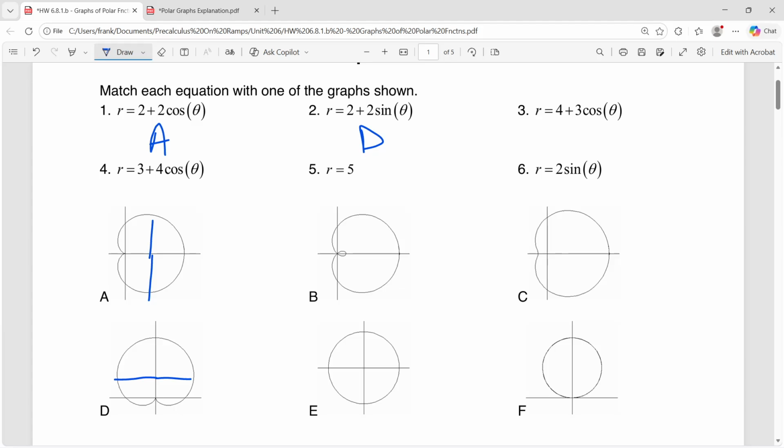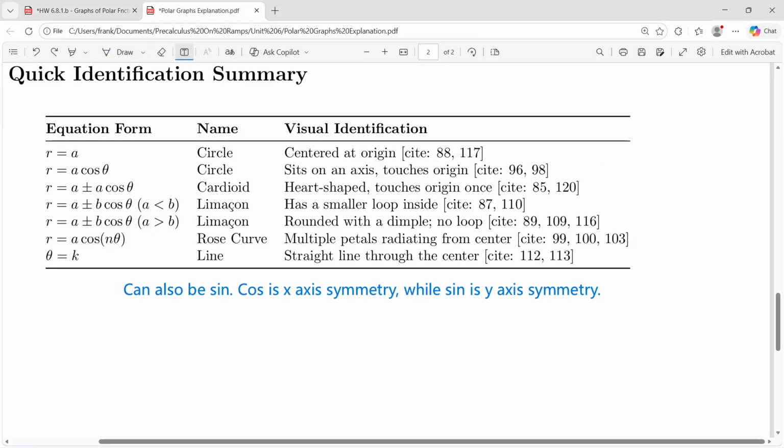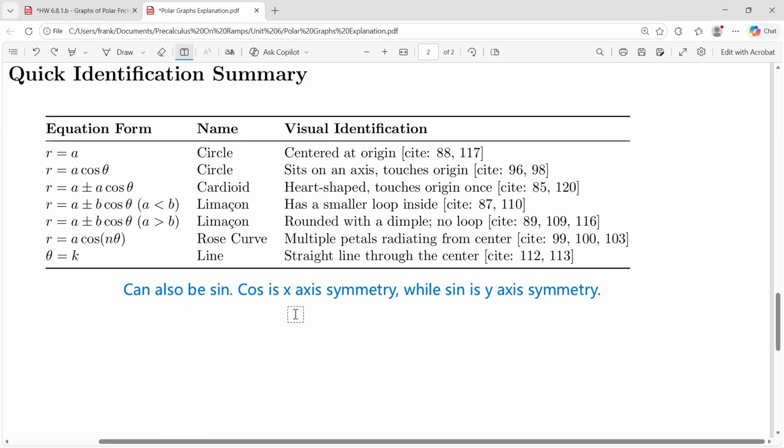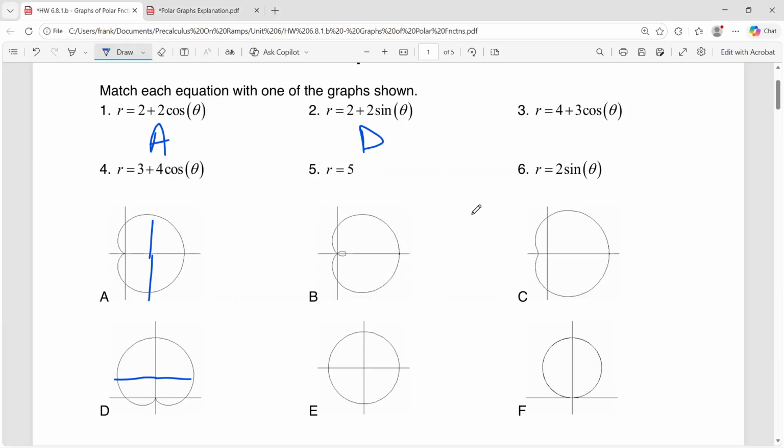Okay. 4 plus 3 cosine theta. So the a part is bigger. So a plus or minus b, a is bigger. It's a limaçon, rounded with a dimple, no loop. And cosine is x-axis symmetry. So x-axis symmetry, rounded with a dimple, no loop, that is C. See how it's got the little dimple, no loop, and it's got x-axis symmetry.